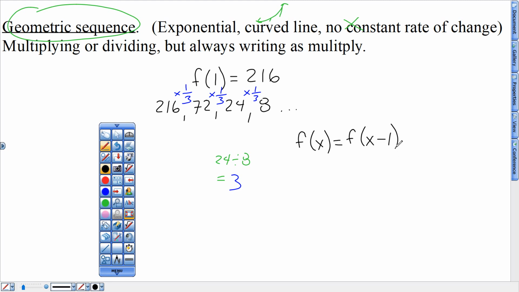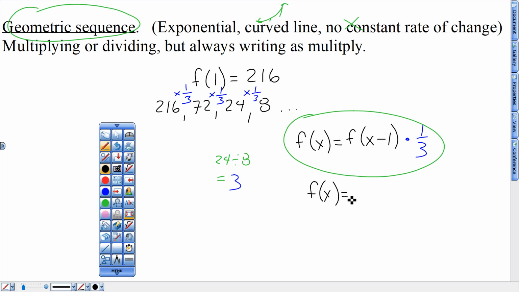So recursive form, and that's going to be key, timesing 1/3, not division, timesing 1/3. And then using my advice here, I'm going to use that first term, which is that 216 times that 1/3. But remember, when you're using that first term, the weird part is you got to write that as to the x minus 1 power.